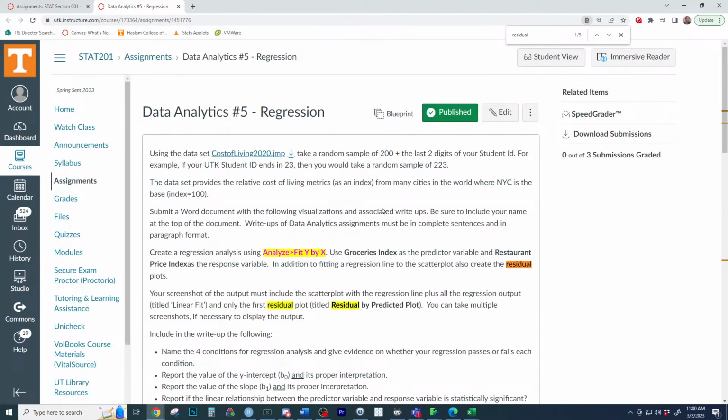Rubik says, include all the output info under linear fit. Do we need to include the lack of fit stuff? No, lack of fit is not needed. It's not automatically given from the menu, so I don't know if we need to show it. Yep, that's got it right there.